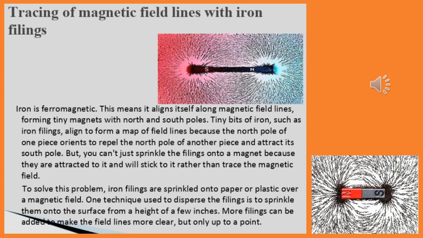But we cannot just sprinkle the filings onto a magnet because they are attracted to it and will get stuck rather than tracing the magnetic field. So the iron filings are sprinkled onto paper or plastic over a magnetic field, and after sprinkling, we have to tap the side of the paper. Whenever we tap, these iron filings automatically align themselves along the lines of force and make a particular type of pattern, which is shown in the figures.